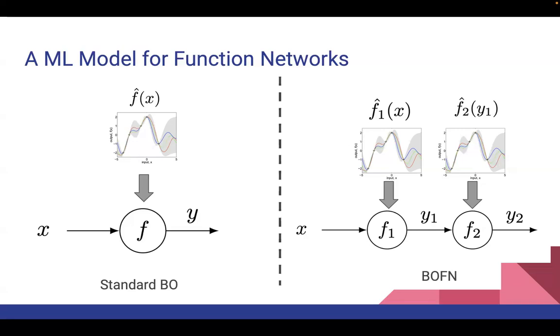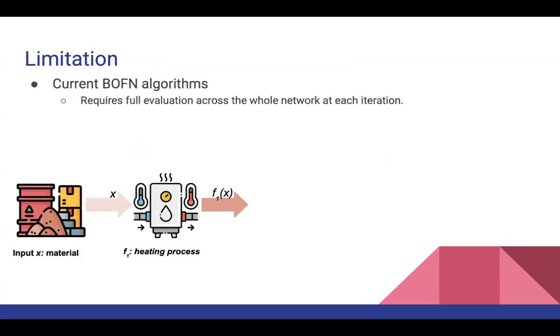BOFN will use this composition of machine learning models in the framework. Doing this results in improved sampling decisions. We could locate a better solution while spending a smaller amount of evaluation budget. However, the current BOFN algorithms have the limitation that they require full evaluation. Once we make a suggestion on the value of X, we have to compute until we obtain the final value.